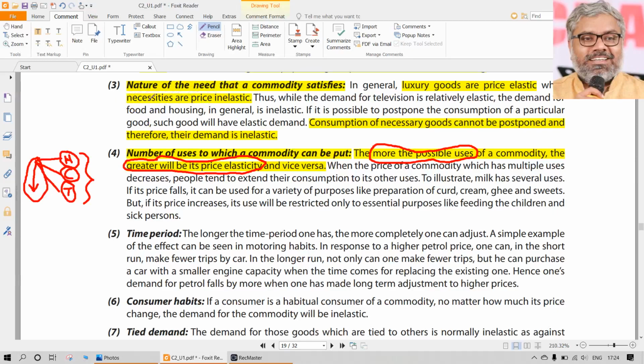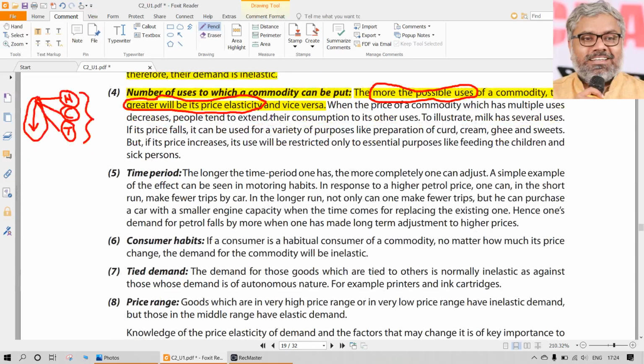Definitely, everybody requires that in cooking. So that also is making it price inelastic. Now, the number of uses to which that commodity can be put: there also it has fewer uses. Ultimately, it has to be used in some eating or drinking purposes only, which means it is only a kind of food item. Other than that, not much use is there for the same product, which means the commodity does not have multiple uses.